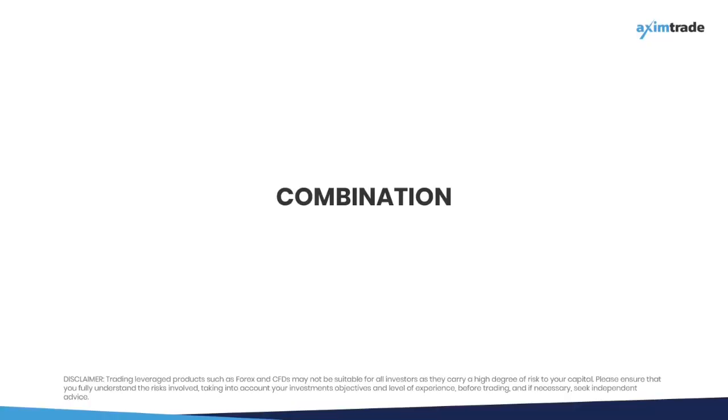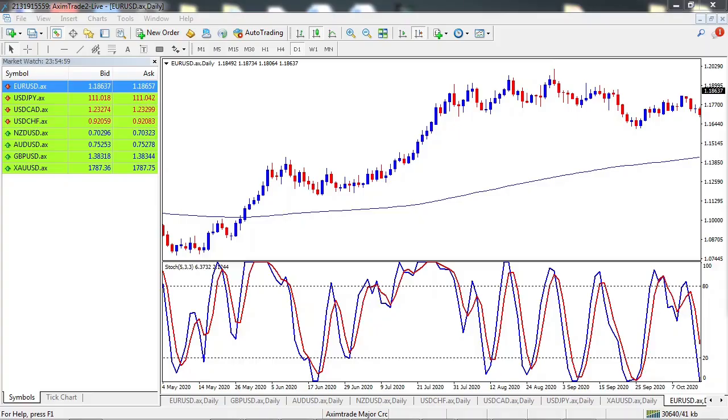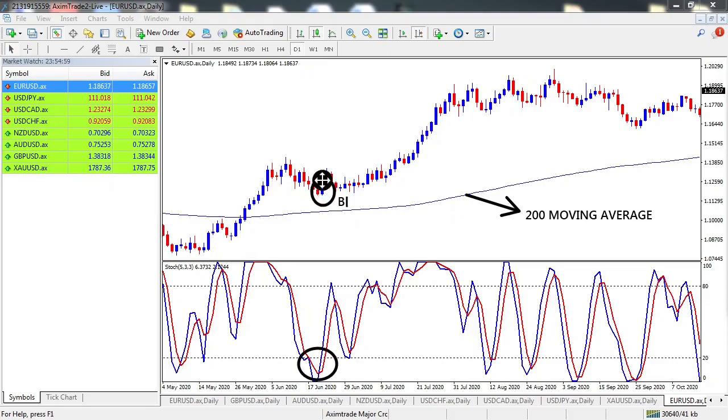And finally, the combination. The final method is to use this indicator in combination with other indicators that define the market's trend. So how do we define the market's trend? There are many ways, but one of the easiest and most common ways is to simply look at the market's 200-day moving average. This means that traders should go long when the market is above the 200 moving average, has made a short-term pullback, and the stochastic is below 20.